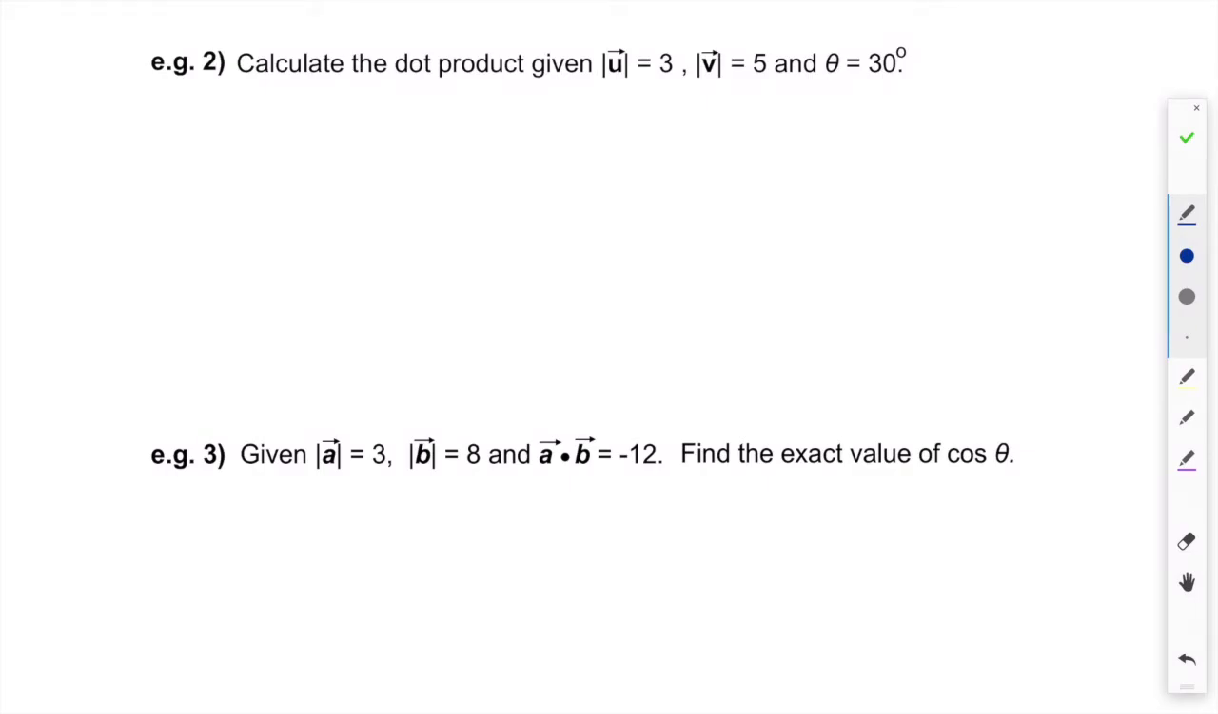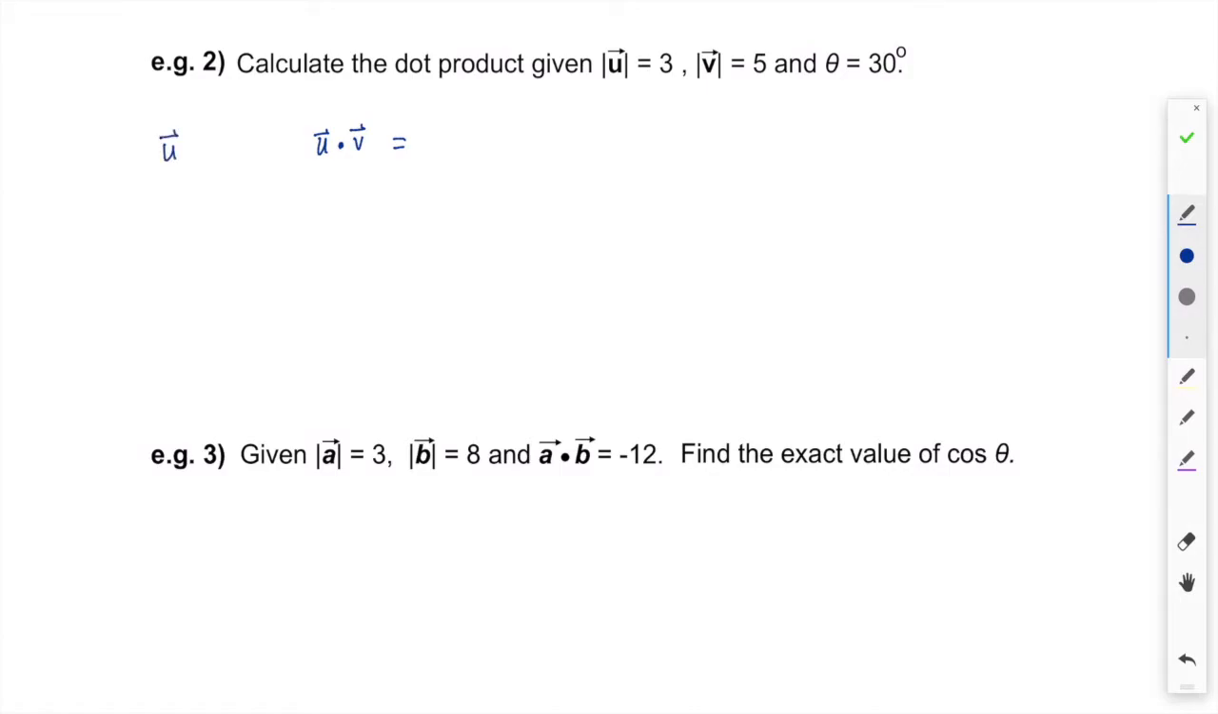Calculate the dot product given that the magnitude of vector u is 3, magnitude of v is 5, and theta between the two vectors is 30 degrees. Like you see here, this is simply working out the dot product of the two vectors using the formula. It's very important to note that you use a dot to represent the dot product.